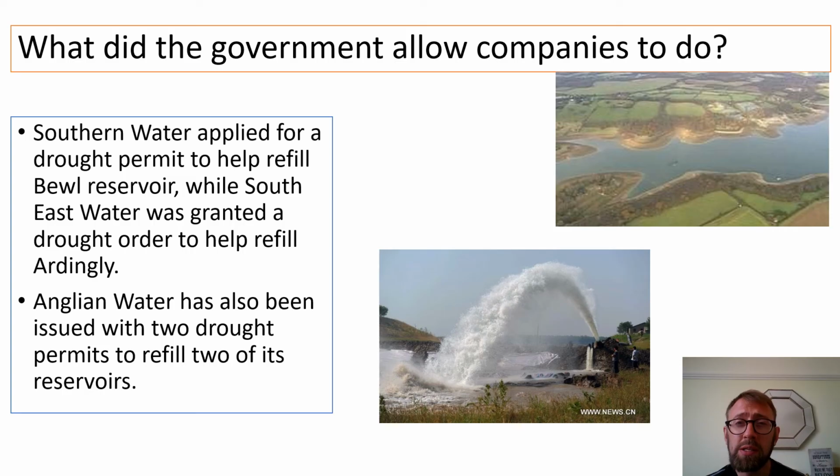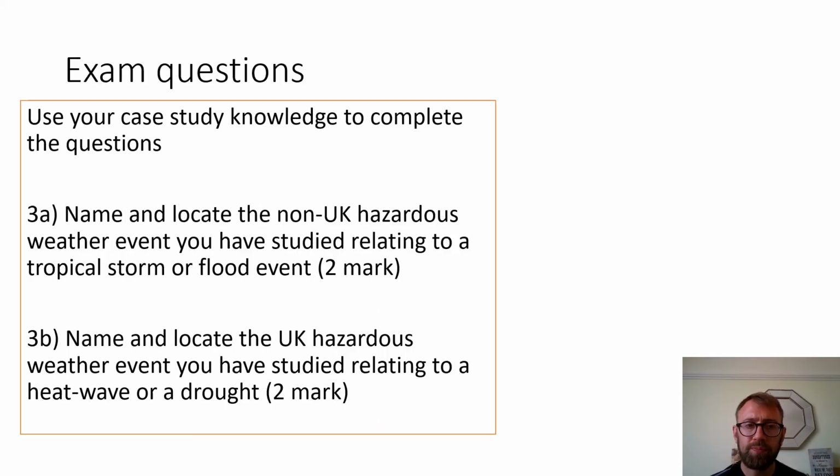Now, the government did put a few things in place, so permits for certain water companies to allow them to pump water, like we said, from rivers into their reservoirs so there was enough. So Southern Water applied for a drought permit to help refill Beale Reservoir in the southeast. And obviously this is an area which has got a high density of people, so really important to have enough water. And also Anglian Water were also allowed to do this as well. So making sure you know some examples of these companies and what they did is really useful.